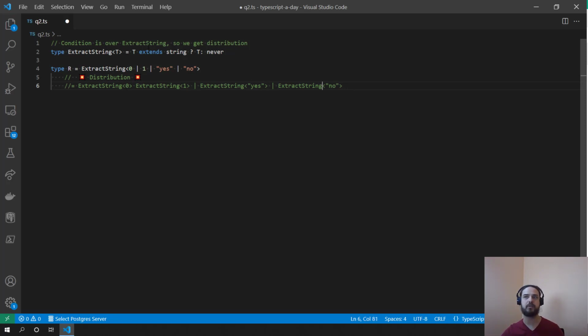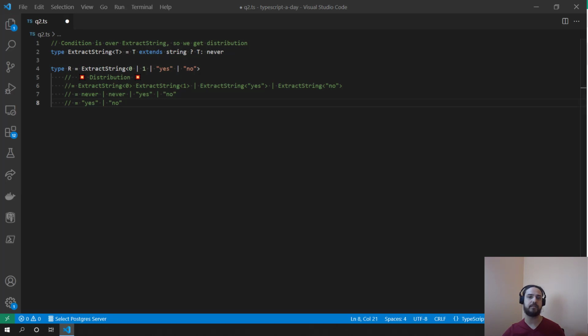Now if we were to replace 0 in this expression, well, 0 doesn't extend string, so what we will get is never. Same applies for 1. What about yes? Well, yes extends string, it's a subtype of string, so that gets preserved. And of course the same for no. And the end result will be that never gets reduced in the union, so what we're left with is yes or no. And if we hover over the type, we see this exact same result.